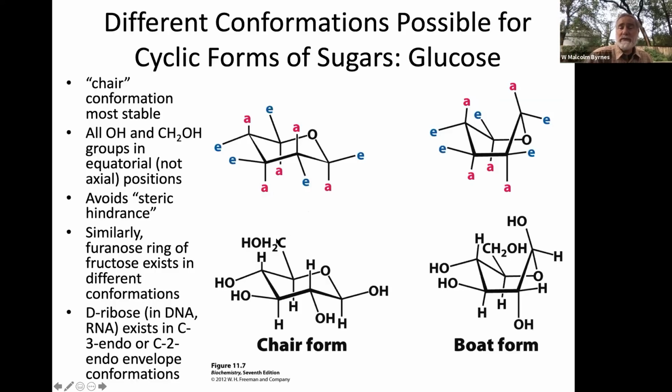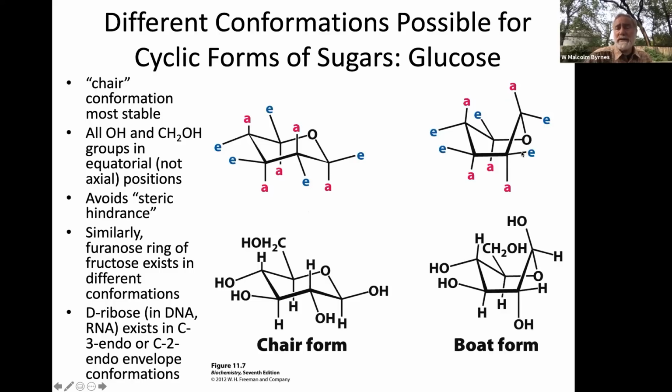Now, you see the CH2OH is in equatorial position. This OH is, that one is, all of them, all the big groups. Whereas what are in the axial positions? Hydrogens. See that? Hydrogens. Now, let's look at the boat form, though.